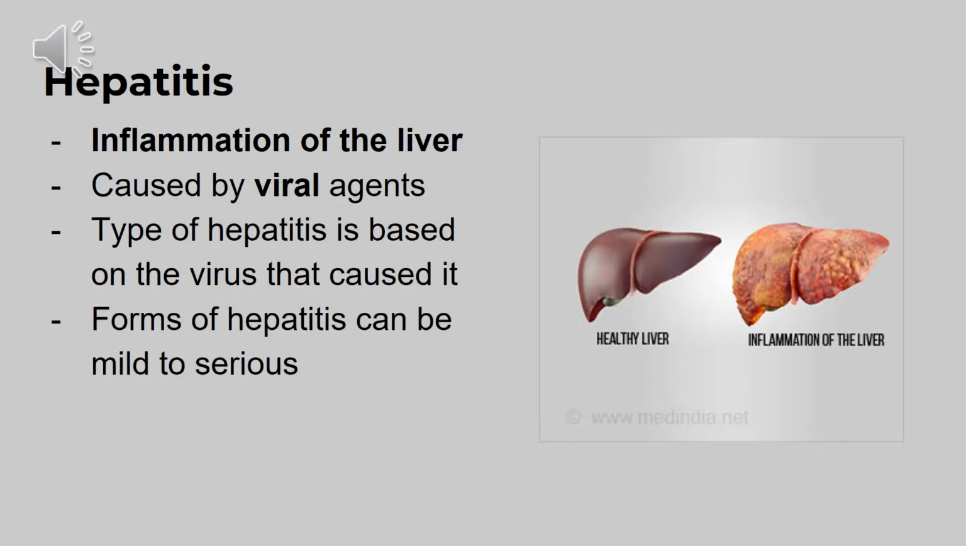We will begin by discussing what hepatitis means in general. So generally, hepatitis means inflammation of the liver. Now in this presentation, the hepatitis that we will be discussing is caused by viral agents. The types of hepatitis are named based on the virus that caused it, and forms can range from mild to serious, and they can also be either acute or chronic.